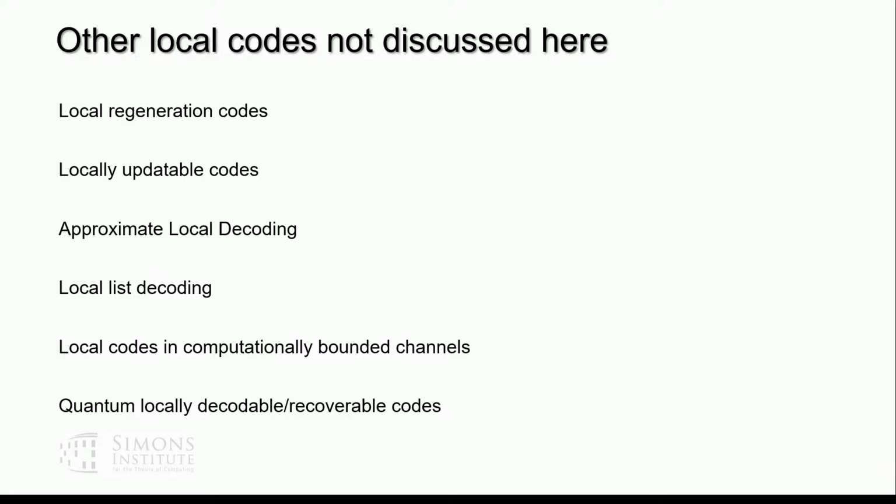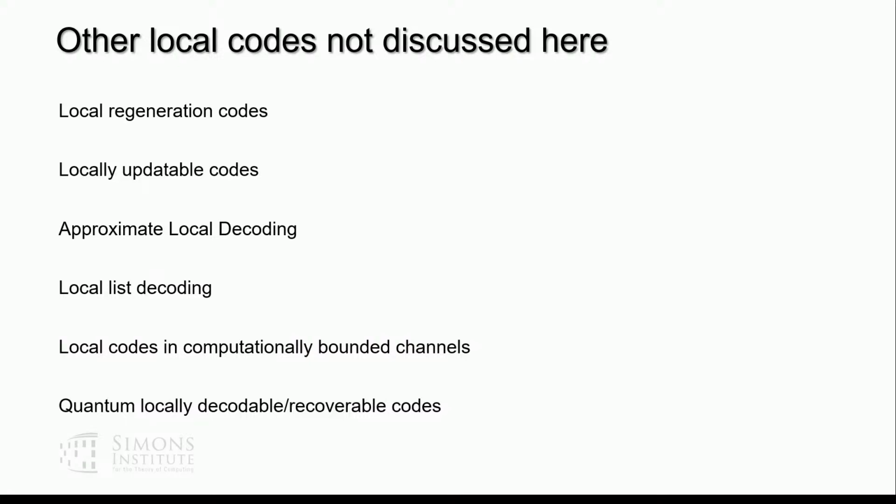So local regeneration codes, these are also codes for erasure for distributed data, but where instead of the number of servers accessed, we care about the communication performed between the servers. So we want to minimize the communication. Locally updatable codes, so these are codes that are more relevant to cryptography. It's about kind of locally changing a code in order to get to another code.